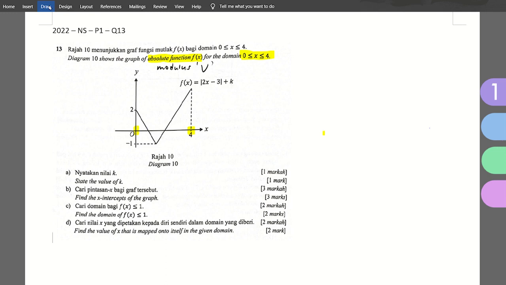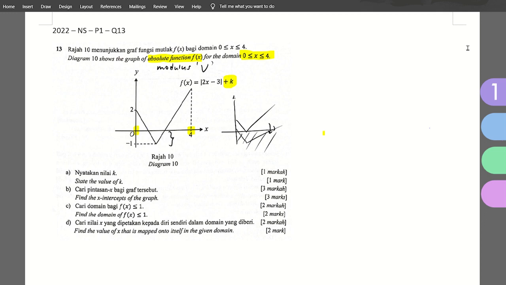But there's something weird about this graph, which is that for a modulus graph there won't be any negative values. This is the normal graph that we see. There are no values here, but there is one in this graph, this part. So where does this come from? It's actually from the k, which is another thing we need to highlight. This k causes the whole modulus graph to go downwards, causing some parts to be negative.